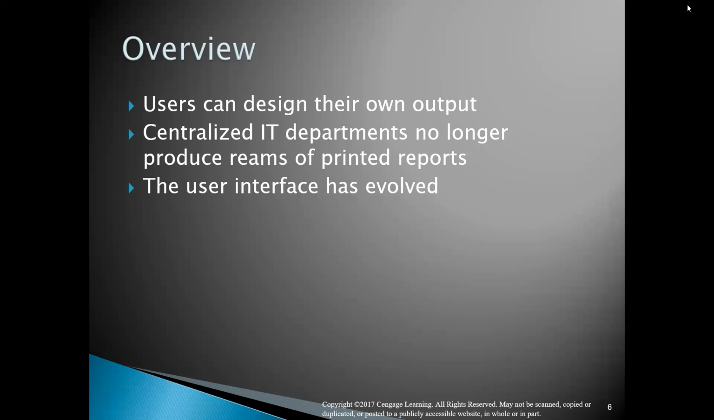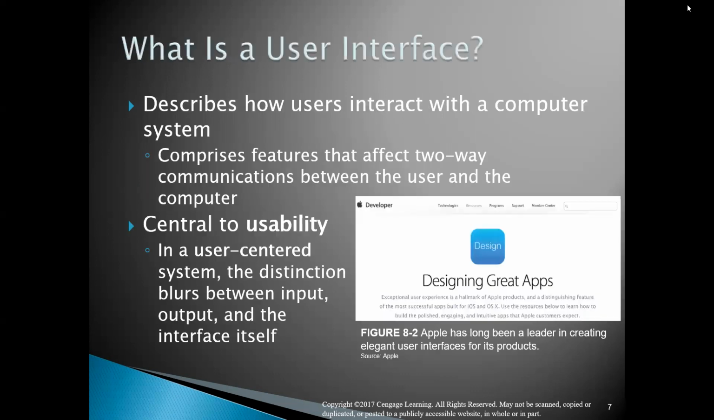Overview. Users can design their own output. That is, system designers are more aware of the user's needs and desires. Centralized IT departments no longer produce reams of printed reports. Customer-designed output is the current trend. The user interface has evolved. That is, most user information needs can be met with screen-generated data. Moreover, it continues to evolve with the use of mobile and wearable devices.